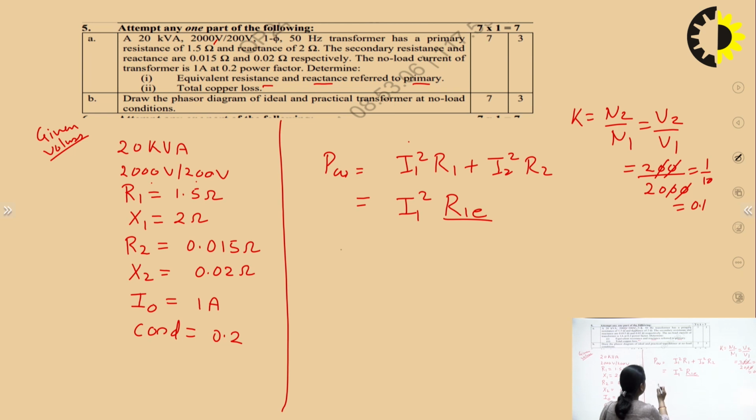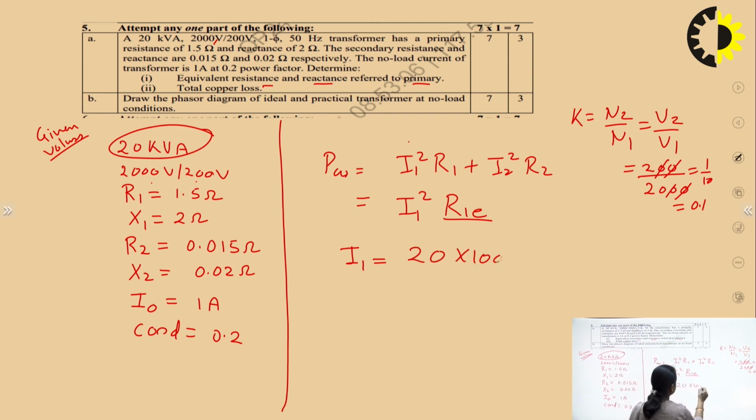So how will you find the value of I1? I1 will be equal to the kVA rating divided by V1. So what is the kVA rating given? 20 kVA, right? So 20 kVA into 1000 divided by V1. V1 is given as 2000, right? So you will get the value of I1. So I1 square R1E, if you solve this, you will get the value of copper loss.